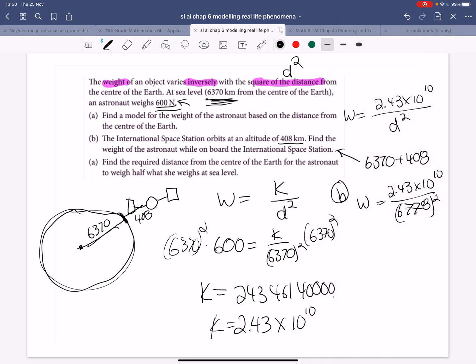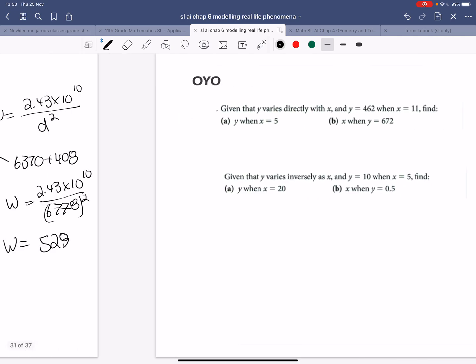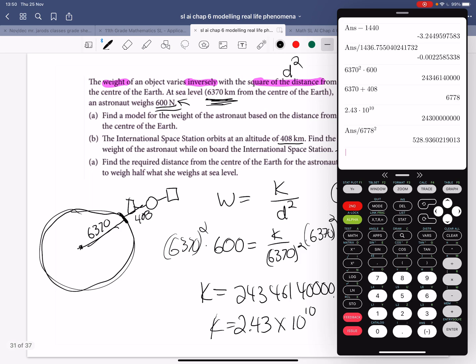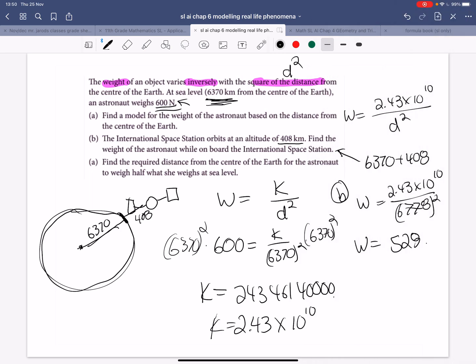That gives 528.936. So our weight is going to be 528.936. We're going to go three significant figures, 1, 2, 3. We look to the right. It's bigger than 5, so we're going to say 529 newtons. That's the weight of an astronaut, which is obviously going to be less than what the weight is at sea level.